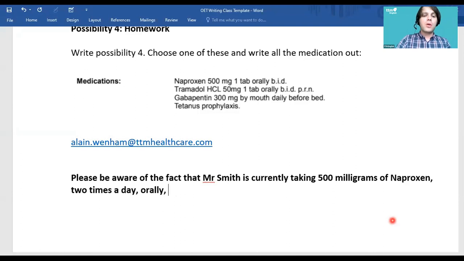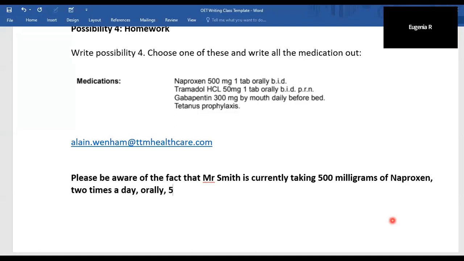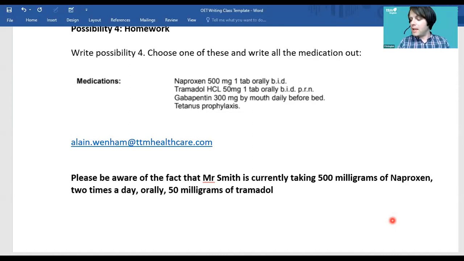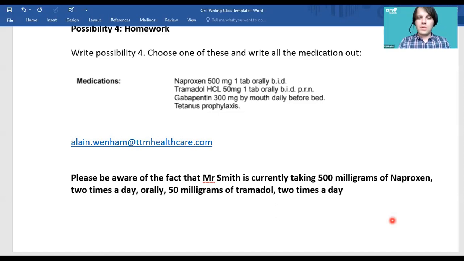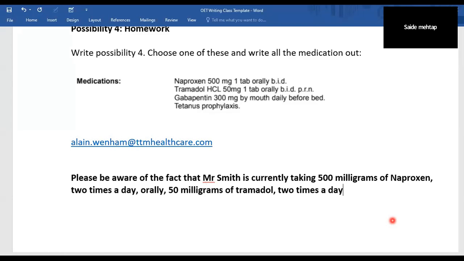So give me the dosage first. 50 milligrams of tramadol. How do we spell milligrams, guys? G-R-A-M-S. Of? Tramadol. How often? What does BID mean? 2 times a day. As required, as needed. Just put it in the same sentence.